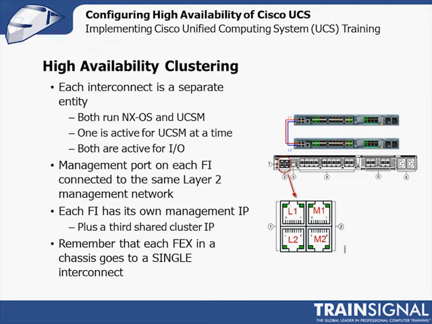Remember that each FEX in a chassis goes to a single interconnect, and we've hit on this before. On the back of the chassis you have 2 FEX, 2 I/O modules. Each of those goes to a single interconnect. So if you connect the left FEX to the top interconnect, it only goes to the top interconnect. The right FEX goes to the bottom interconnect. You do not cross connect the FEXs to the interconnects.